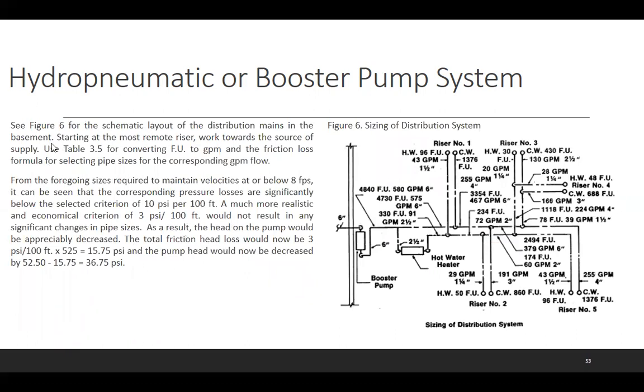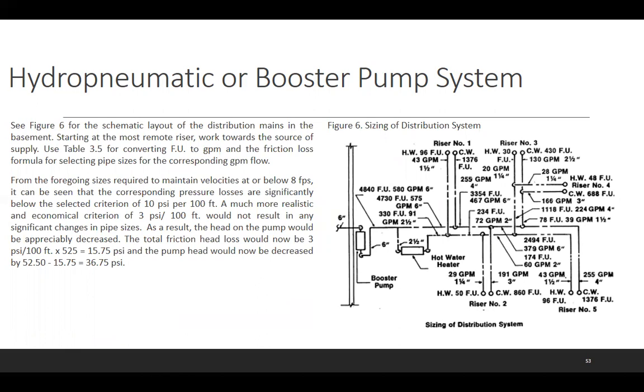So, basahin natin ito. See figure 6 for the schematic layout of the distribution mains in the basement, starting at the most remote horizon, work toward the source of supply. Table T5 for converting F2 to GPM and friction loss. Formula for selecting pipe sizes from the corresponding GPM flow. So, ginawa na natin, di ba?